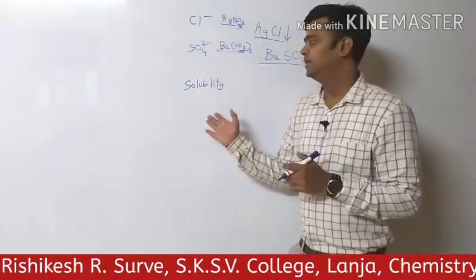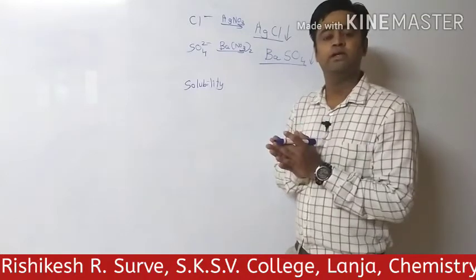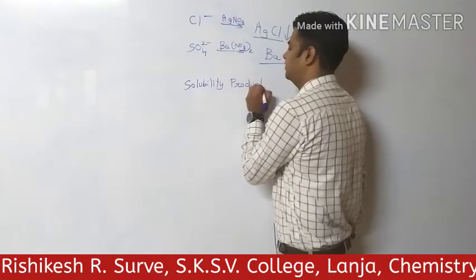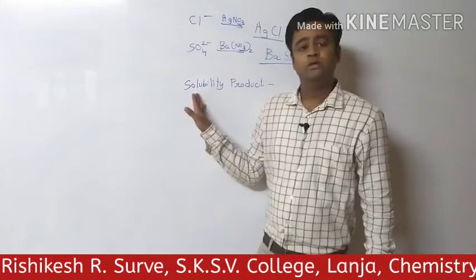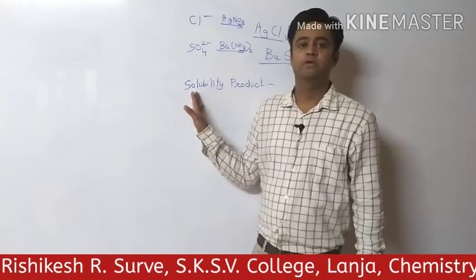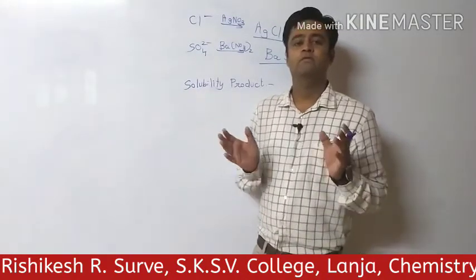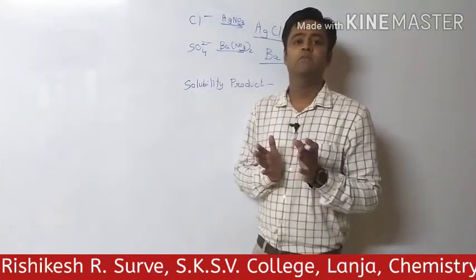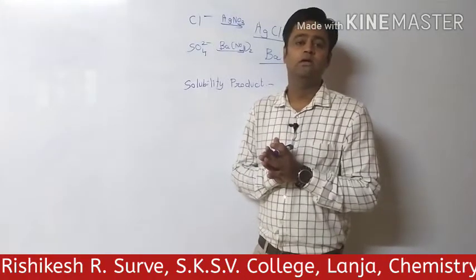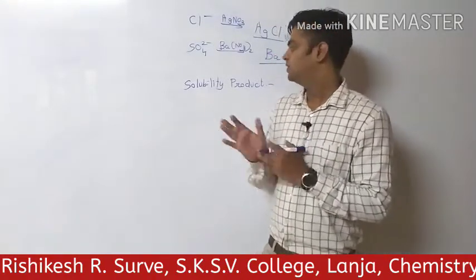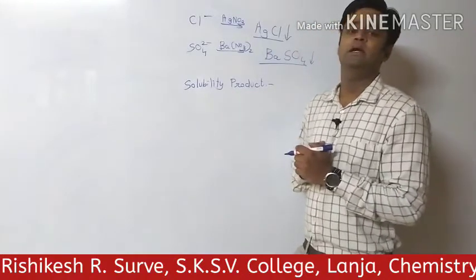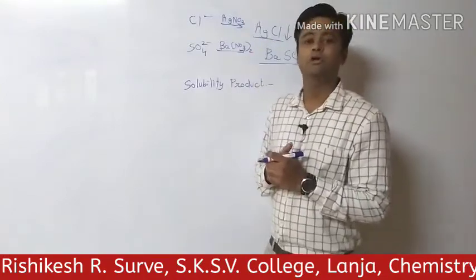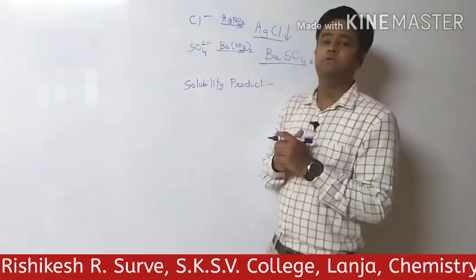Okay. After solubility, there is one more term we need to study, that is solubility product. The unit of solubility is gram per dm cube, that is, the solubility will be unity when 1 gram of substance gets dissolved in 1 dm cube of solvent. Now we will see the term solubility product for sparingly soluble salts like AgCl or BaSO4.